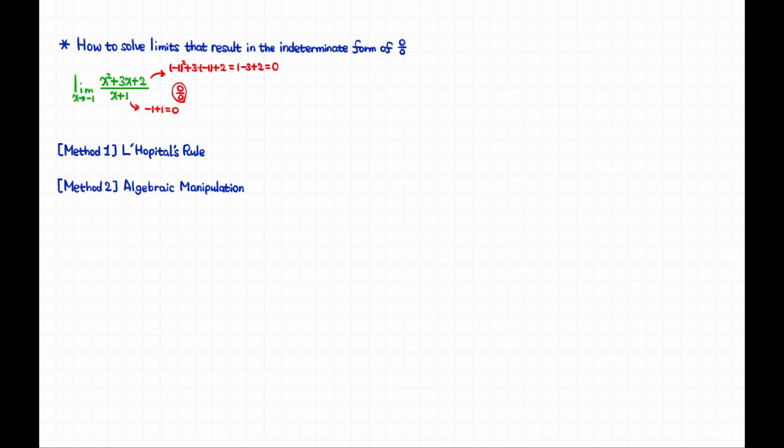So the first method, L'Hopital's rule, right, is something many of us are already familiar with. It says that for a 0 over 0 form, you can take the derivative of the numerator and the denominator separately, and the limit stays the same. So let's actually try applying it to this example. So applying L'Hopital's rule here, limit x approaches -1.